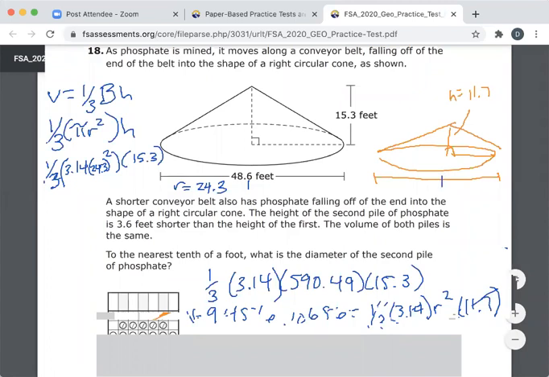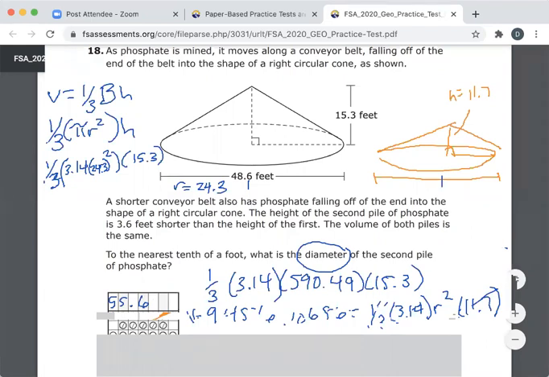So 27.788 times 2 to get the diameter, because remember we're looking for the diameter, is 55.576. So I'm going to round this 5 up to a 6. So it is 55.6. And that is the diameter.